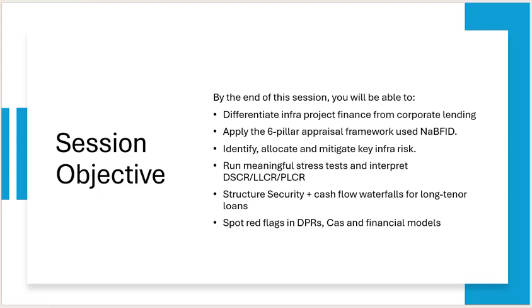So in that framework we cover, guys, the project viability, risk allocation, sponsor strength, financial model, security and waterfall, and the legal documentation. All these six points we are going to discuss in detail, slide wise. Then you are able to identify, allocate, and mitigate the key risks in infrastructure. After completing this video, you will understand what the key risks are in infrastructure projects and how those risks are different from corporate lending.